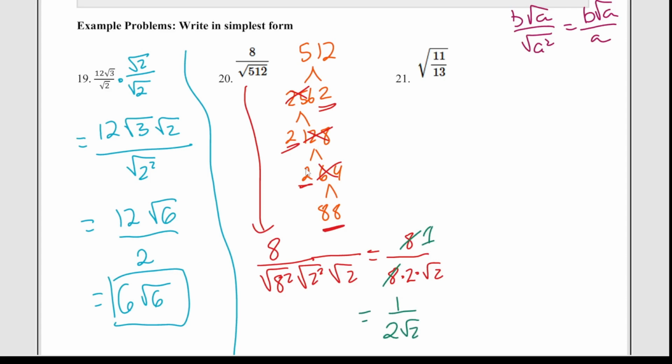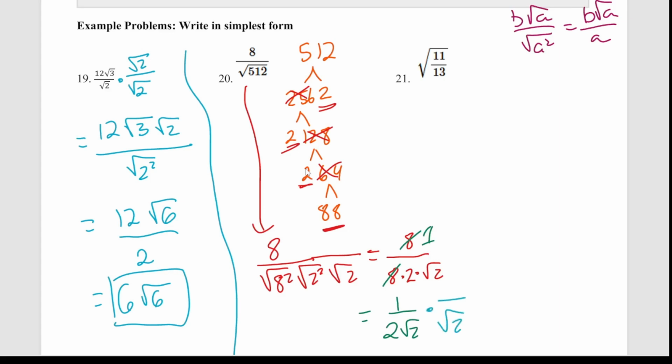Now this is ready to rationalize, now that I've got this down to simpler numbers. So in particular, I'm going to multiply both the top and the bottom by square root of 2. Notice how I don't have to multiply it by 2 root 2. I can just do square root of 2. That's fine. Because then I'm going to have square root of 2 over 2 times the square root of 2 squared. Square root of 2 squared is going to give us 2. And then 2 times 2 gives us 4. Root 2 over 4 being our final answer.